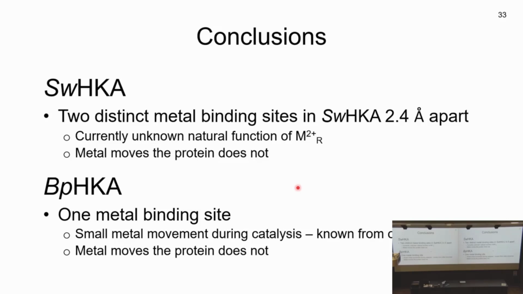So to come to my conclusions, for one of our two enzymes, we really have two distinct metal binding sites. And they are 2.4 angstroms apart, and we have a shift upon coordination of the substrate. And it's the metal that moves and the protein doesn't. For the BPHKA, we only have one metal binding site. There's a small movement of the metal upon coordination of the substrate. And again, it's the metal that moves, and it's the protein that doesn't move.